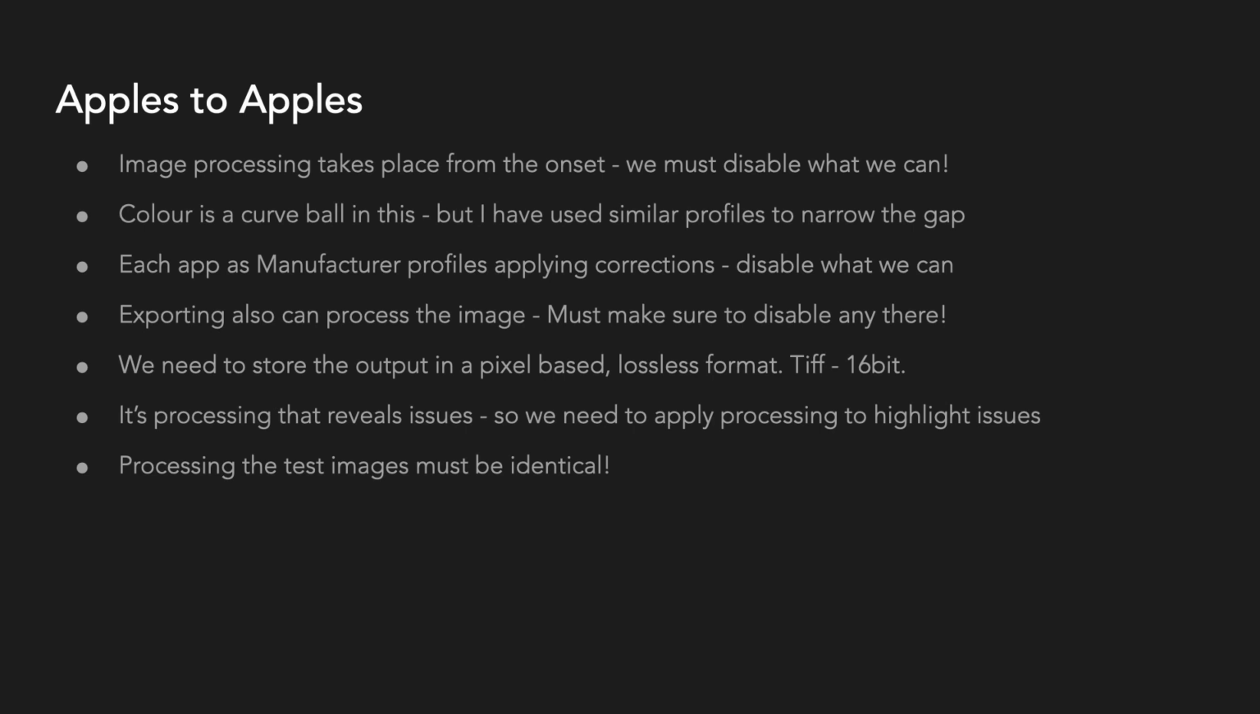Each app has manufacturer profiles applying corrections, and we want to disable those as we can. And this is a big one because when we talk about the process of demosaicing, and you have those pixel values made up of neighboring pixel values, that's what we know as a form of interpolation. And unfortunately, one of the things, and this is a Lightroom negative, is that it automatically applies manufacturer profiles. And it's something that you can't actually actively disable, but you can in Capture One.